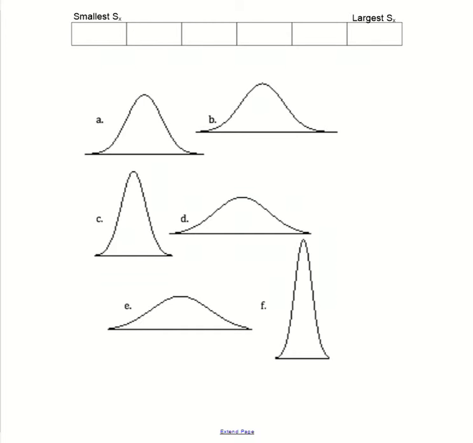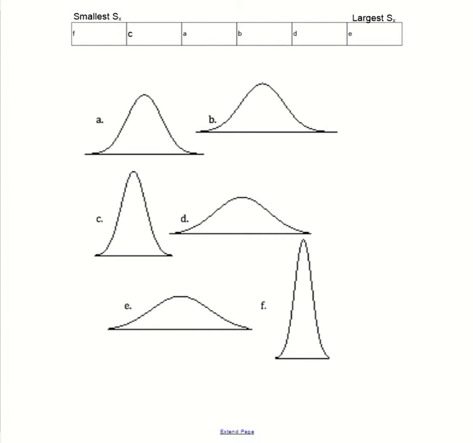And so if we look at this next one, we're going to rate these in order from the smallest standard deviation to the largest standard deviation. Remember, the taller and narrower the curve is, the smaller the standard deviation will be. So the tallest and narrowest one is F, so that's going to be our first one. And then the next one is C. Then we get A, B, D, and then E.